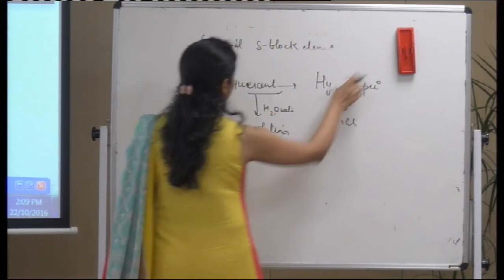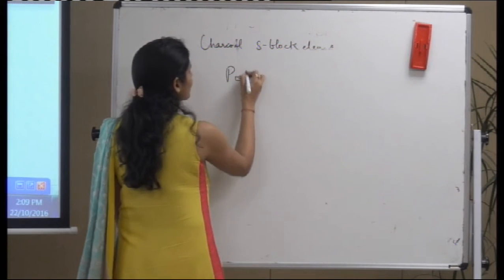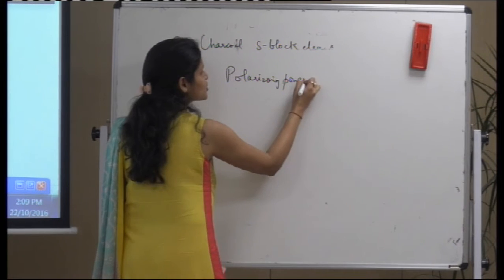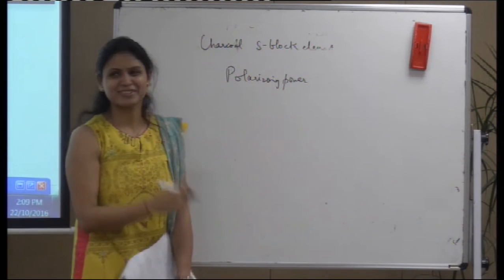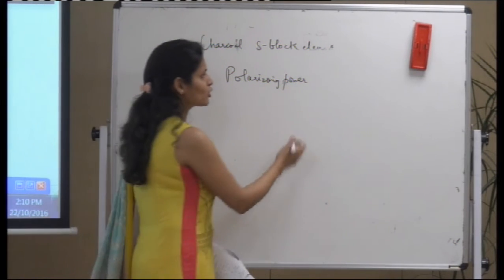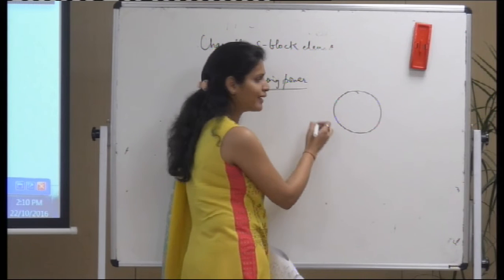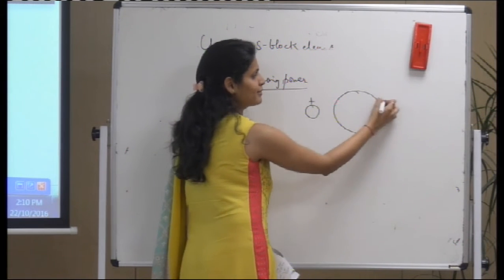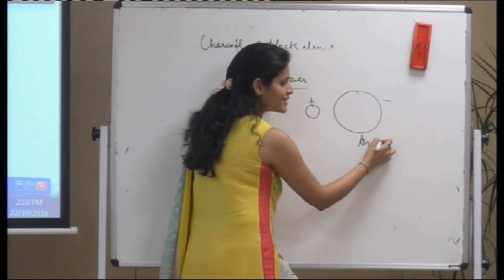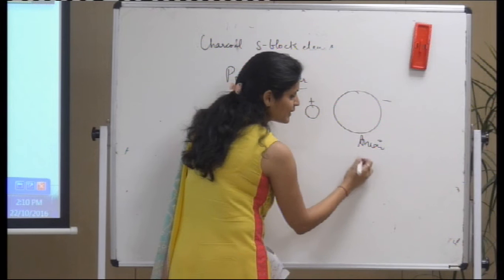What is polarizing power? All of you have heard about Fajan's rule. What is Fajan's rule? Distortion of the anion electron cloud by a cation. Larger the size of the anion, greater is its polarizability.